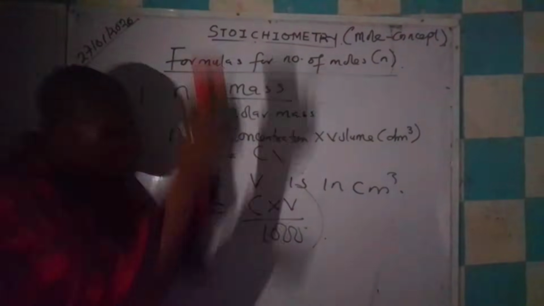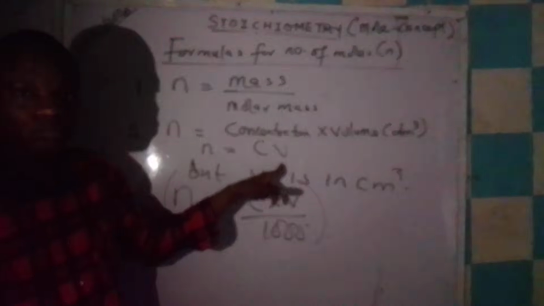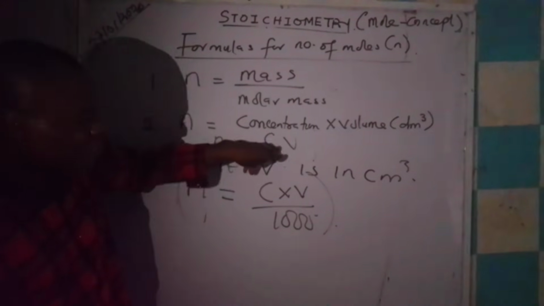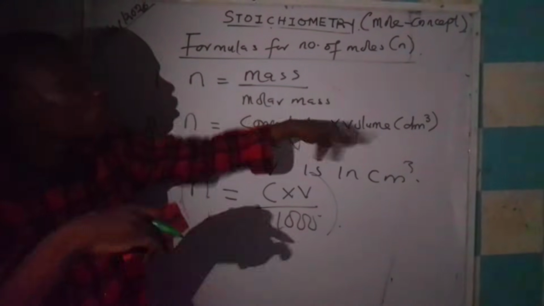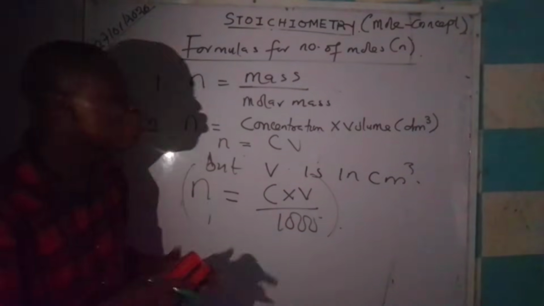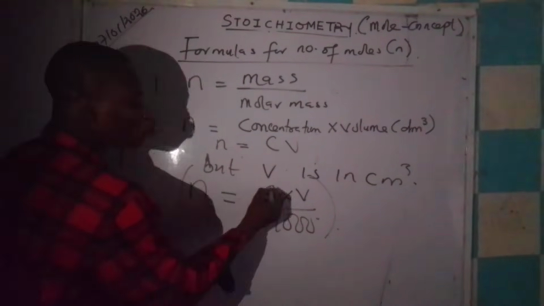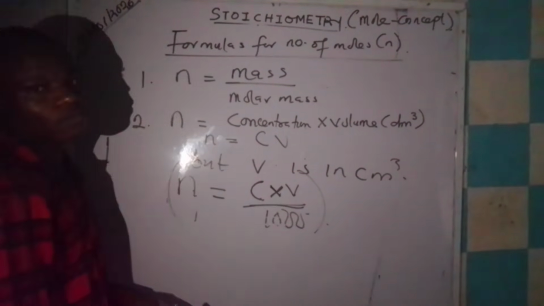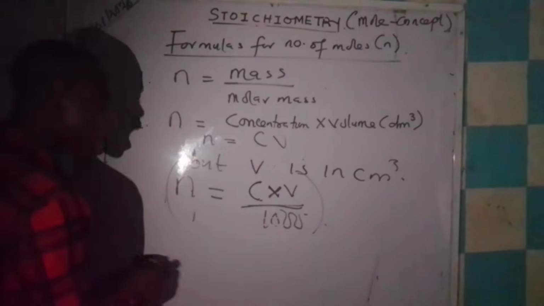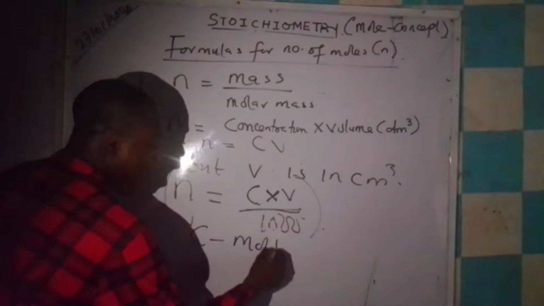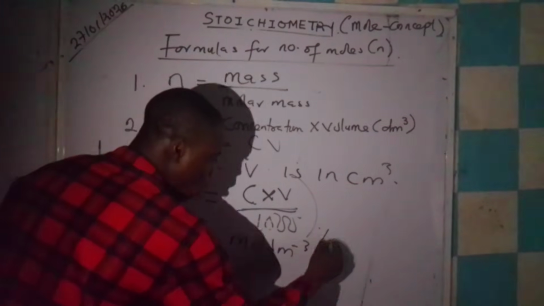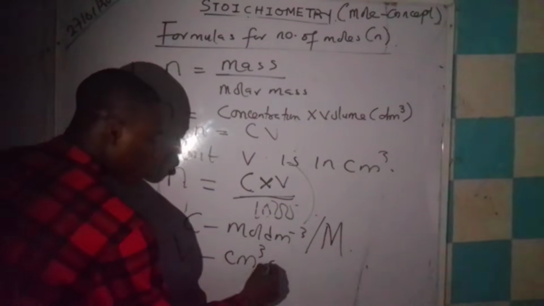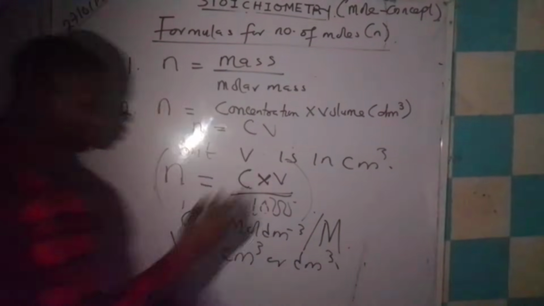Again, class, if volume is in dm³, which one are you going to use? Number of mole equals concentration times volume. But if it is cm³, you are using number of mole equals concentration times volume divided by 1,000. And my C has a unit of mole per dm³ or molar. My V can be cm³ or dm³.